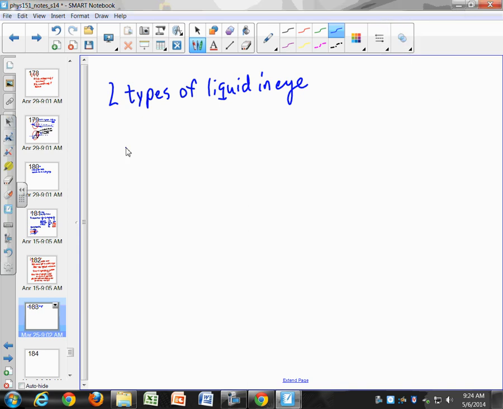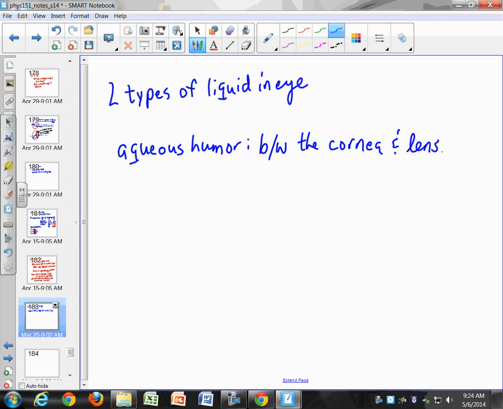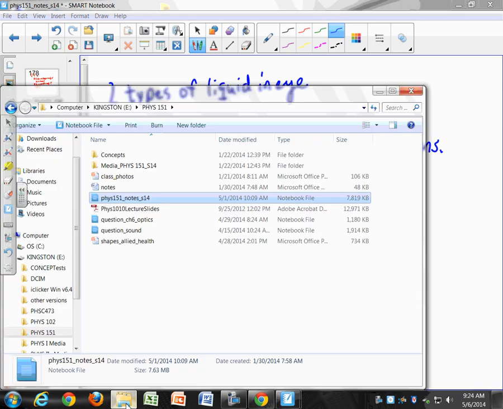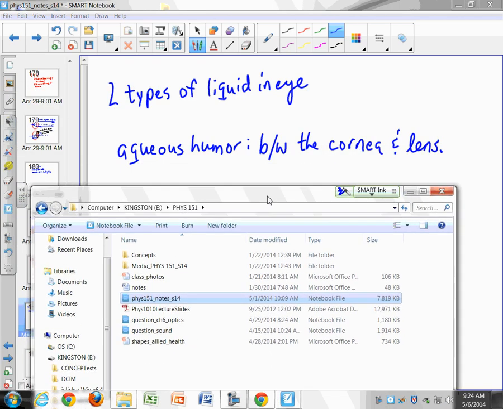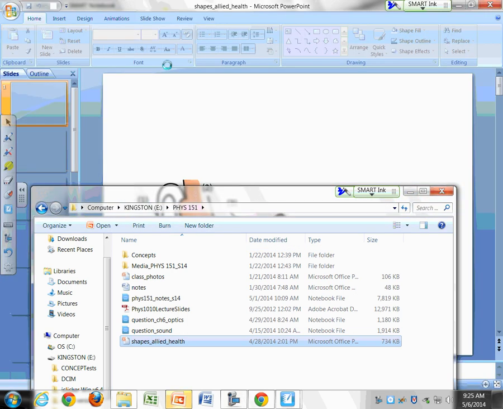And that is the aqueous humor. This is between the cornea and the lens. Let me pull up that picture that I'd shown last time, and I sent this out on Moodle. Between the cornea and the lens. I'll bring that back up in just a second.